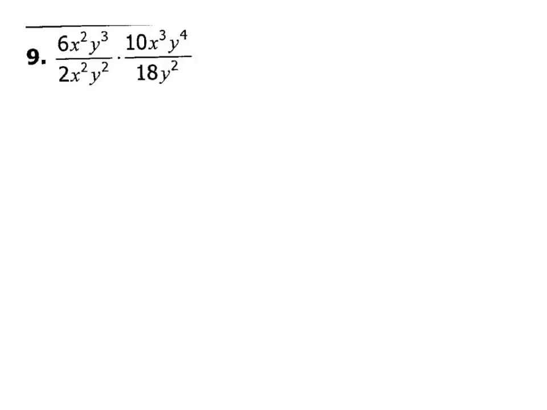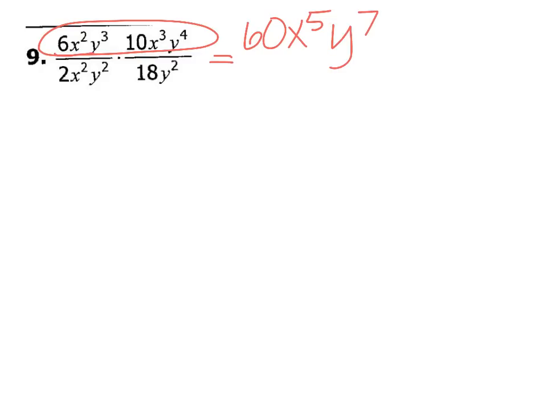All right, so number 9, we've got monomials only. Even though they are pretty complicated, these are monomials. All right, so what we want to do is multiply straight across. So multiply the numerators together first. So on top we get 60 x to the 5th, because we're adding our exponents together, all right, and y to the 7th. All right, these are our exponent rules.